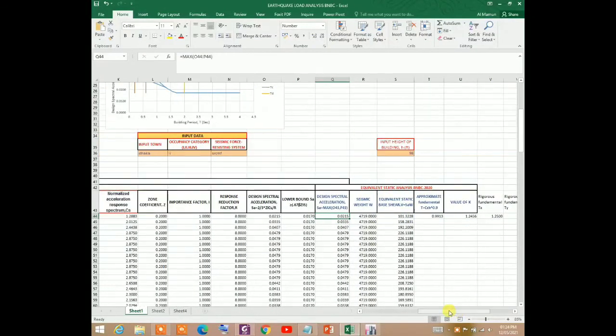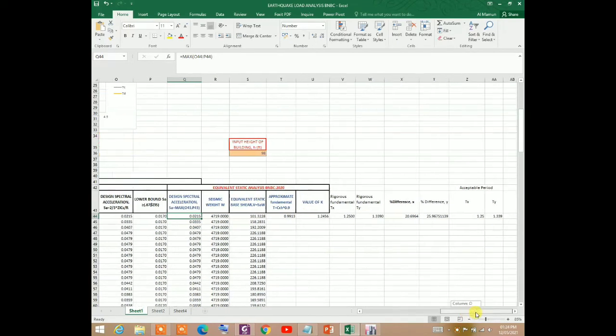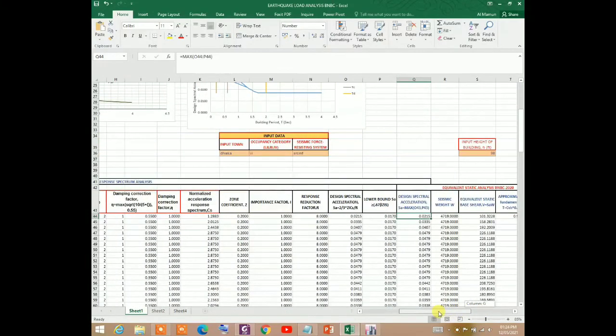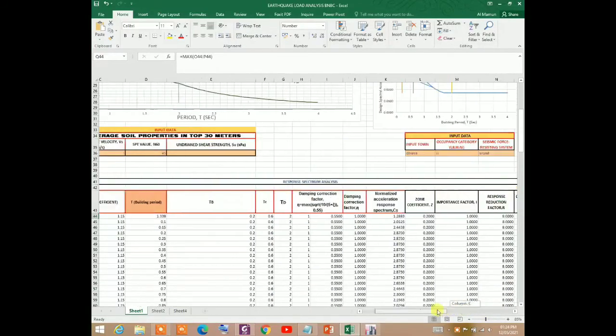Thus you can determine the exact fundamental period of the building. Using this value you can compare it with the approximate fundamental period. Then the controlling value of the fundamental period should be taken, and using this acceptable fundamental period you can determine the design spectral acceleration from the response spectrum function.